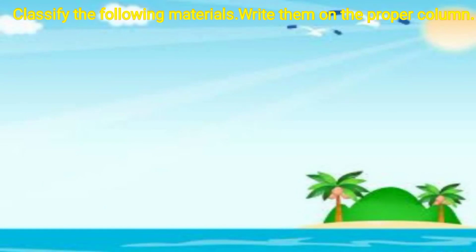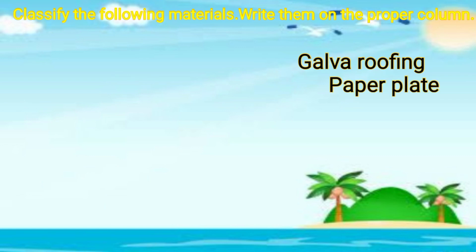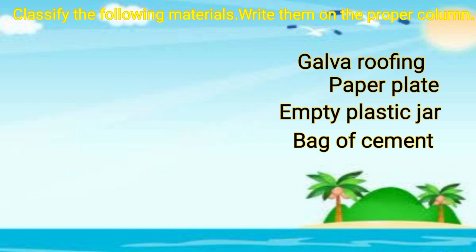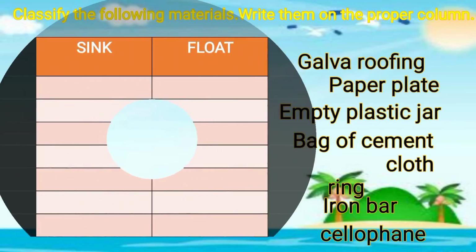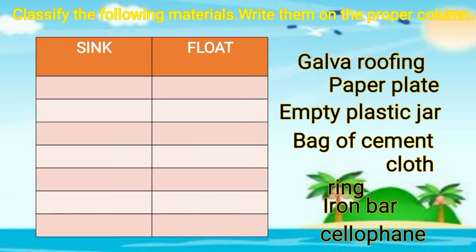Here's another activity. Classify the following materials. Write them in the proper column. These are the materials: Galva roofing, paper plate, empty plastic jar, bag of cement, cloth, ring, iron bar, and cellophane. Now here's the table that you're going to fill in. I'm going to give you 1 minute to answer this. Take your time.